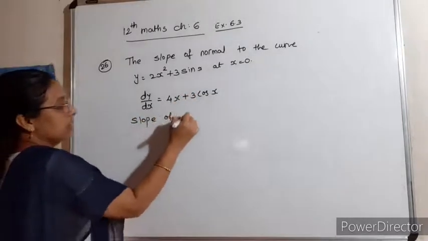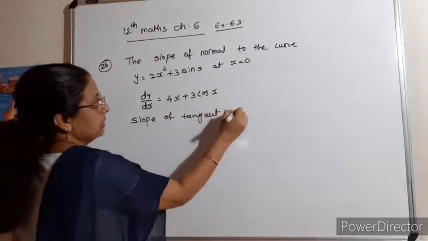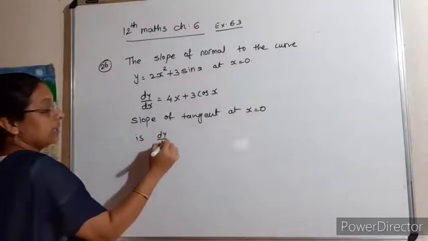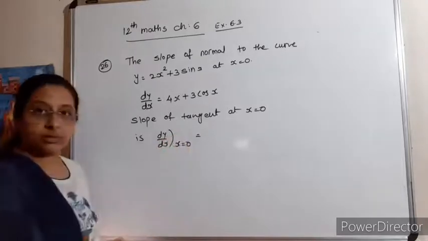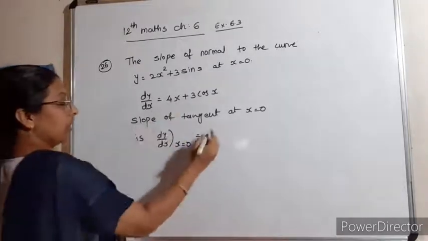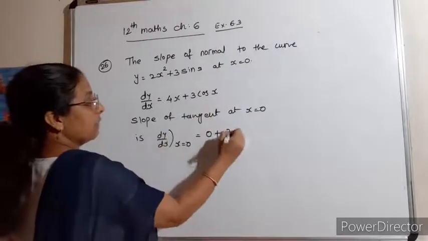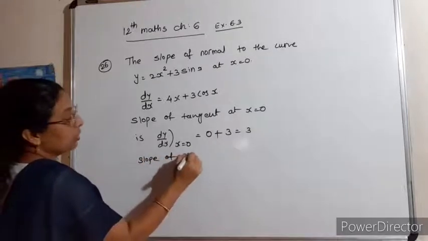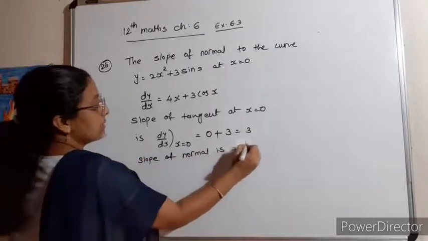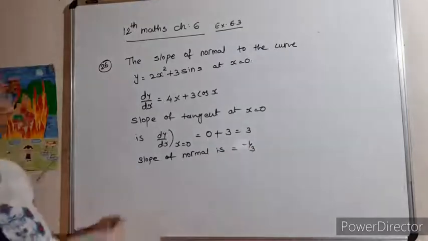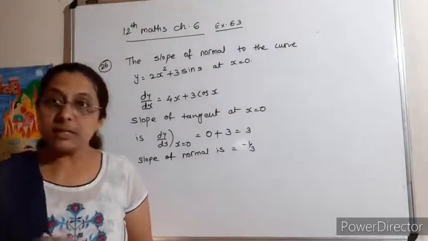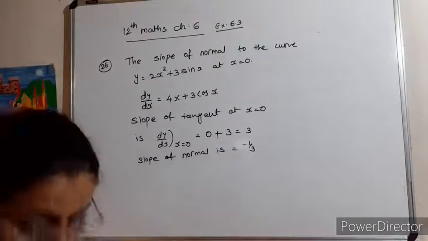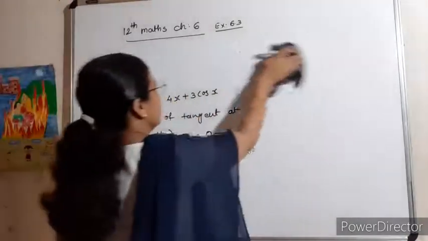Then the slope of tangent at x equal to 0 is dy by dx at x equal to 0. Wherever you write x equal to 0, here is 0 plus 3 cos 0, cos 0 is 1, so that is 3, and therefore the slope of normal is minus 1 by 3, right? The slope of the tangent is 3, the slope of the normal is minus 1 by 3. So what is that answer? D is the option, right? Okay, then it is easier.